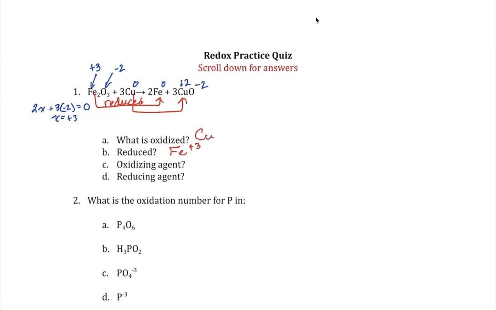The oxidizing agent and what is reduced go together. The difference is for the agent, we name the whole compound. The reducing agent and what is oxidized go together. Again, we name the whole compound, but in this case, it's the same thing.